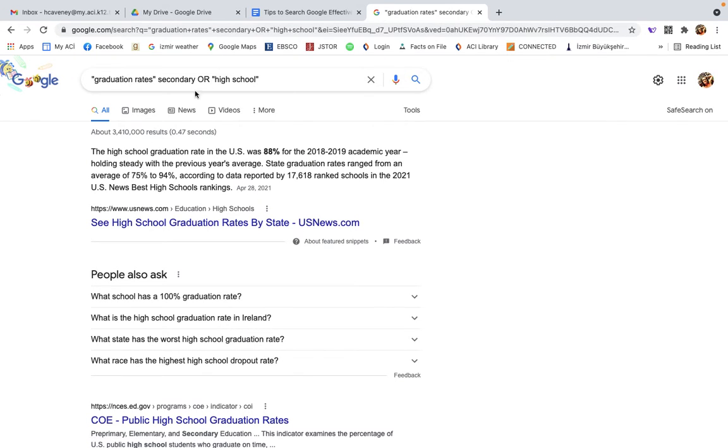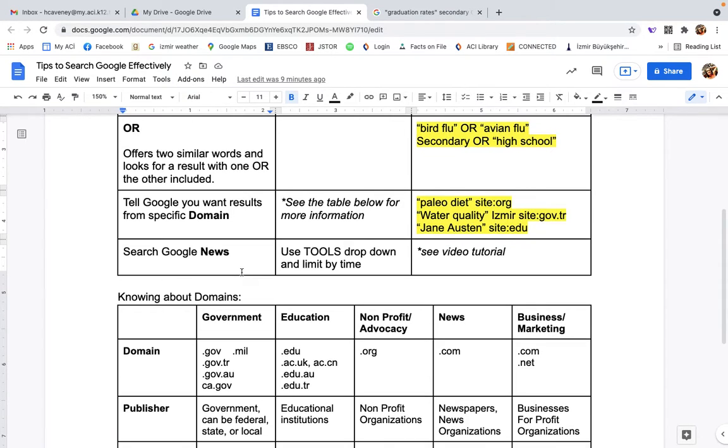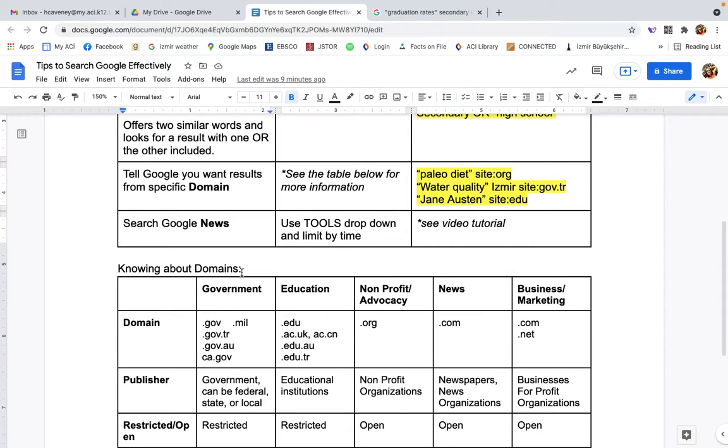Here we go. All right, so this is going to look for websites that have graduation rates and then either secondary or high school. So that's the way to use OR. It's not going to be your most commonly used one, but you can use it if you're unsure which term. The next thing I'm going to talk about is searching by domain.